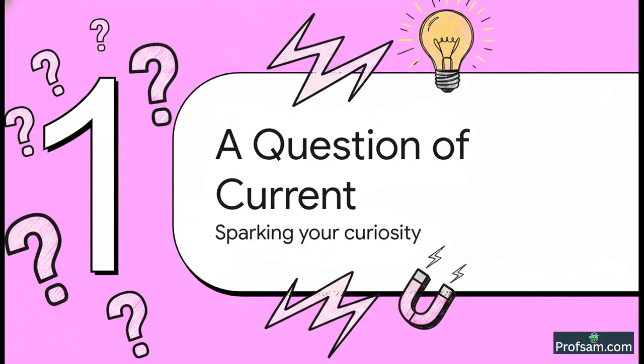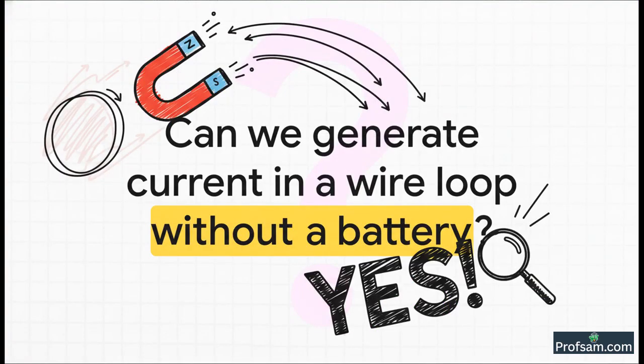Okay, so first things first. Before we get into any heavy definitions or formulas, let's just spark your curiosity a little bit. I want to start with a question. A very simple but very powerful question. Just think about it for a second. You have a simple wire, maybe a copper wire, made into a loop. That's it. Can you make a current flow in it without connecting any cell, any battery?